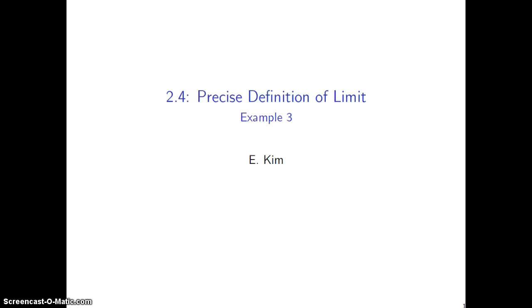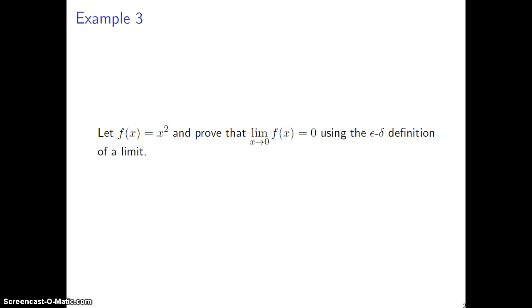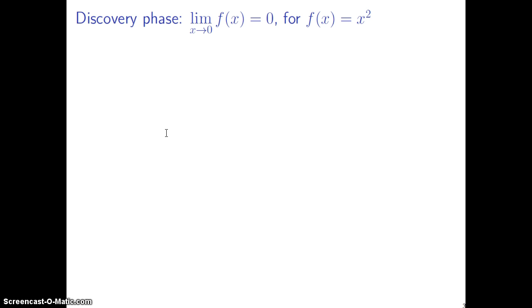All right, welcome to showing a limit using the epsilon delta definition. This is showing that the limit of x squared, as x approaches 0, is 0. So this one, there's a lot of nice algebra that is involved and some very interesting arguments. So here's how the discovery phase will go.